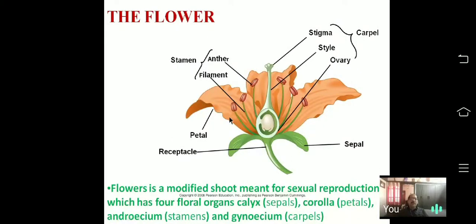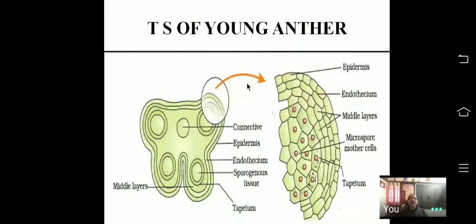Next, we learn about the internal structure of the anther. I will show that in my next slide. See here. This is the transverse section of a young anther. It has two lobes, a right lobe and a left lobe.